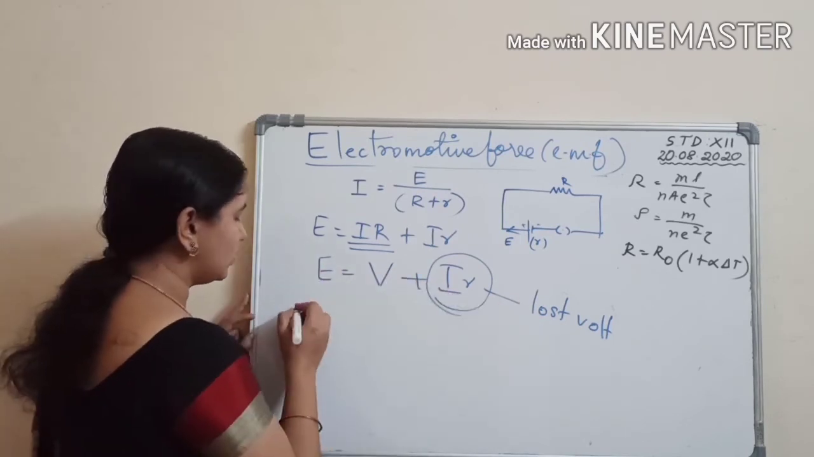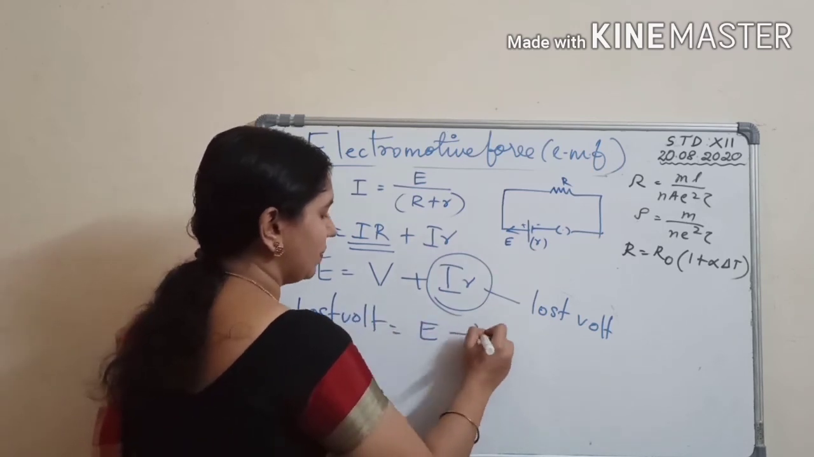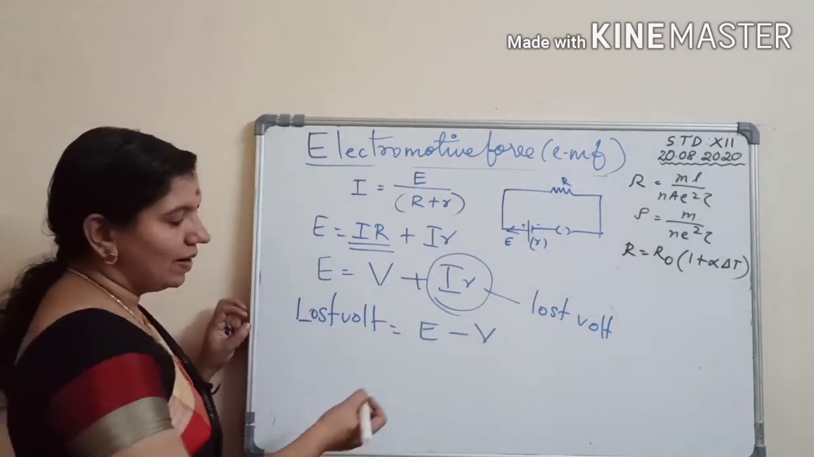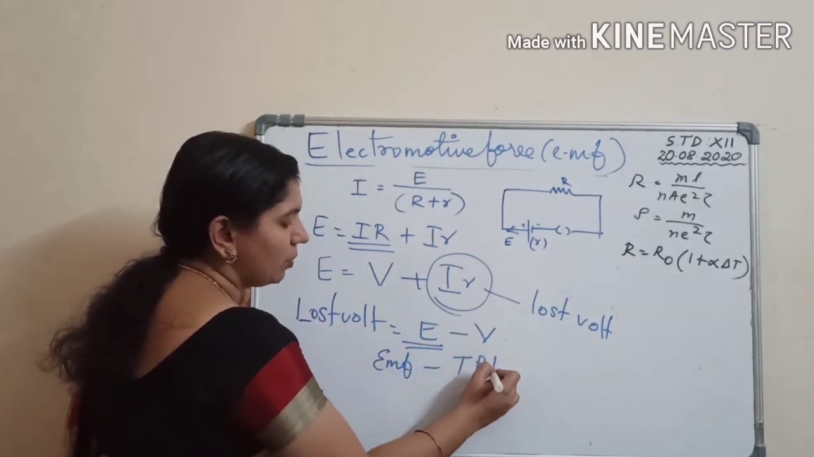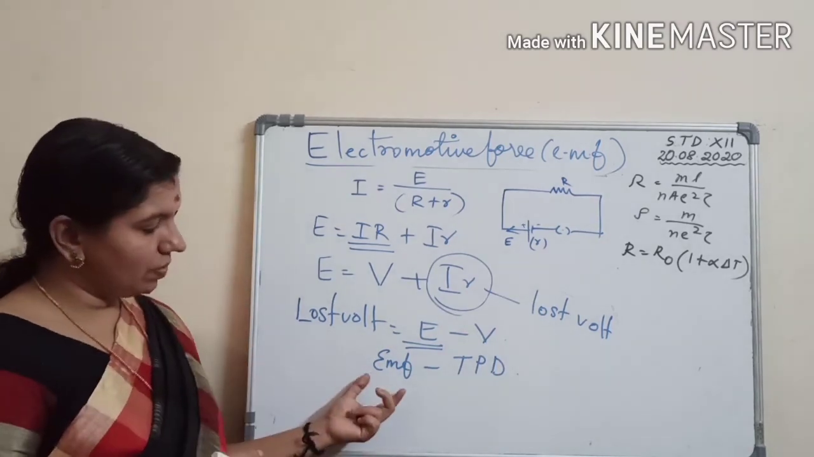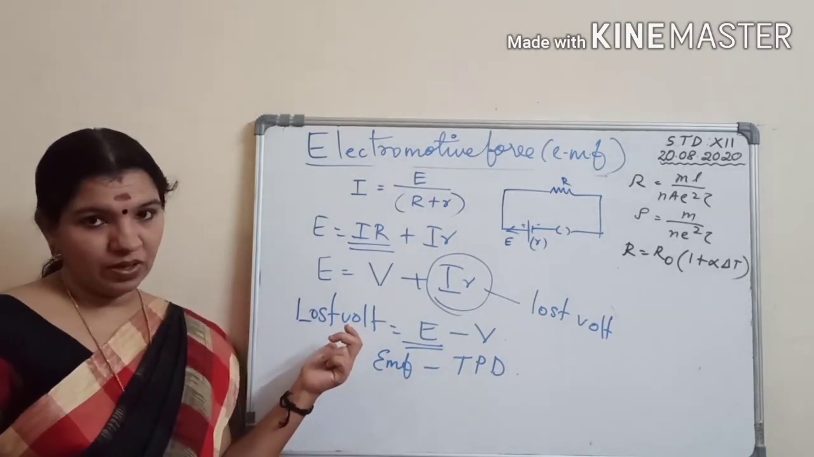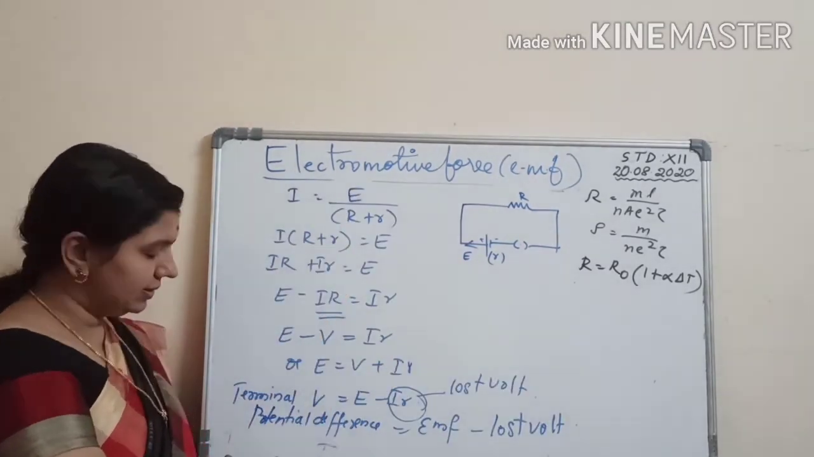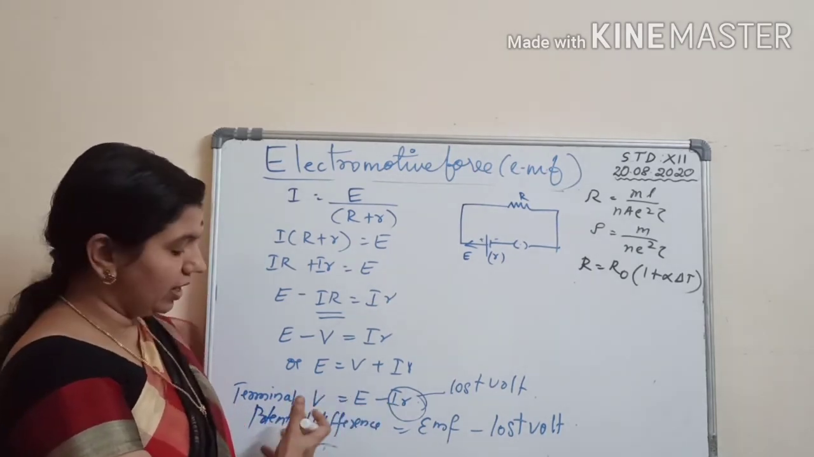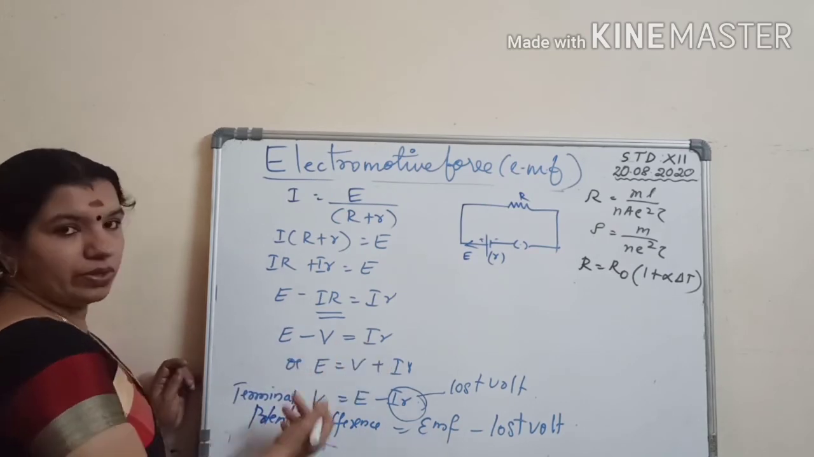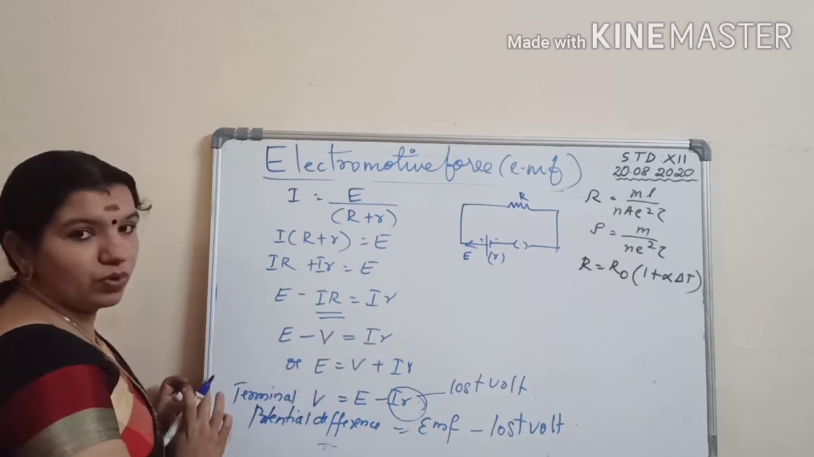So I can write lost volt, Ir, or lost volt is equal to what? E minus V, isn't it? What is E? E is the EMF and V is the terminal potential difference. So the difference between EMF and terminal potential difference will give you the lost volt. And so we have found that terminal potential difference is equal to E minus Ir. Or E minus V is equal to Ir.